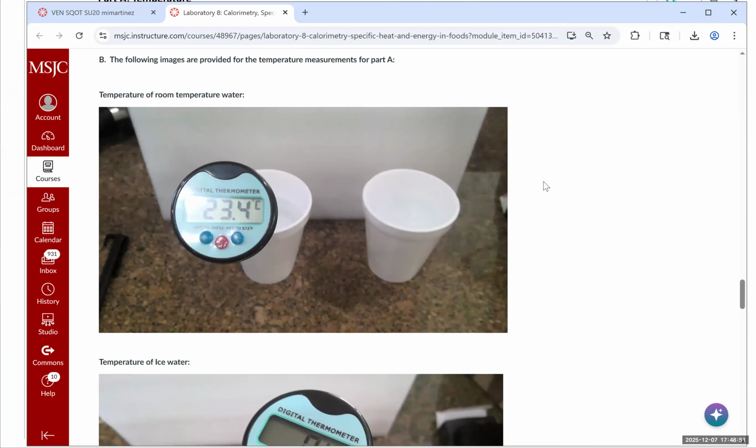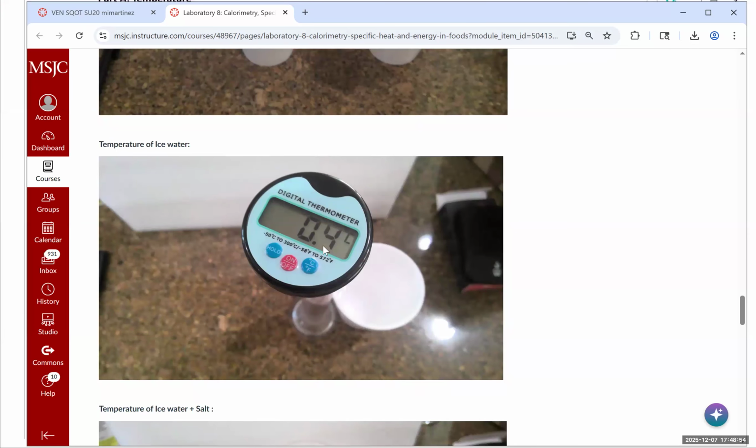Let's now take the temperature of the ice water, which is about 0.4 degrees Celsius.